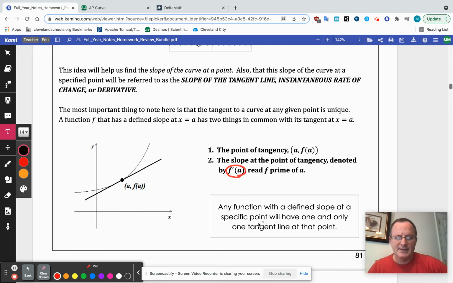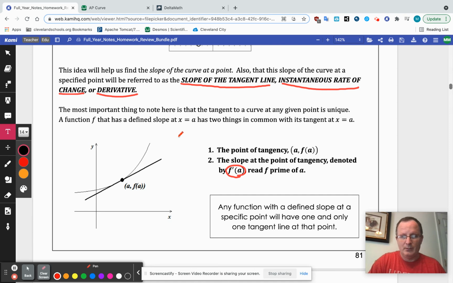Any function with a defined slope at a specific point will have one and only one tangent at that point, because we'll just have one line that's going to model it, and we're looking for the slope of that line, and it will be called f prime. This is big. Now, we could also call it the slope of the tangent line. We could call it instantaneous rate of change. And we can also call it the derivative. We will use all of these things interchangeably. They all mean the same thing. The slope of the tangent line means instantaneous rate of change, and the derivative is the calculus word to represent that situation.